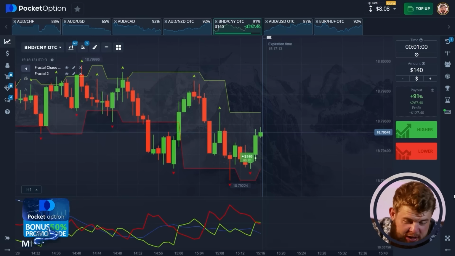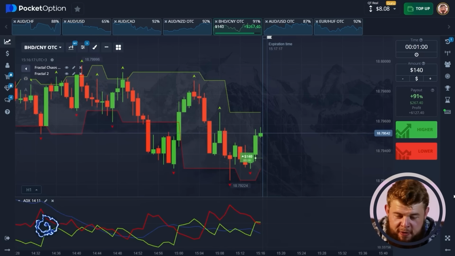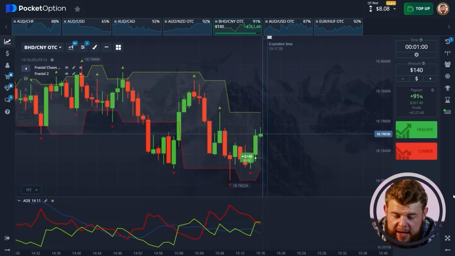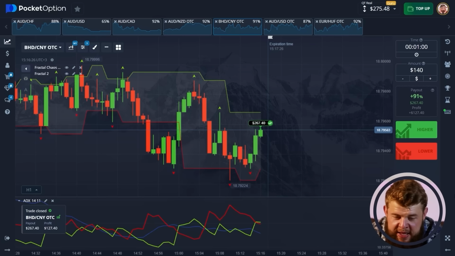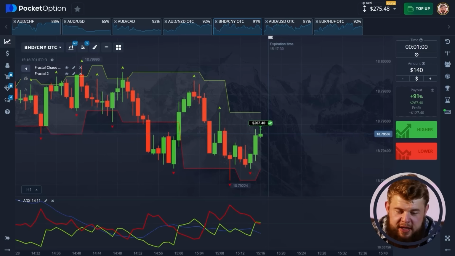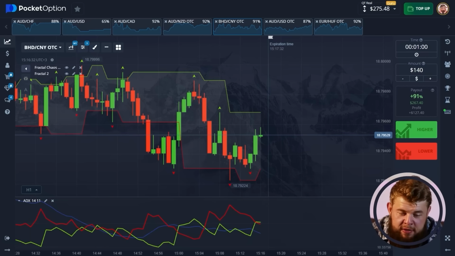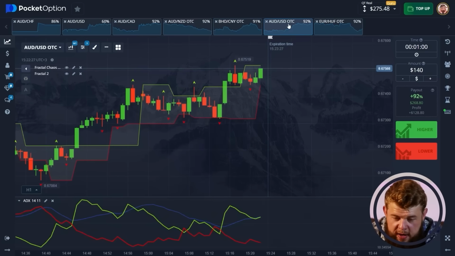We just need to wait for around 10 seconds until the time runs out for this trade, and we will see the results of it. Okay, just several seconds left, and yep, it's done. We have $275 right now on the account. Remember, at the very beginning we had around $11 on the account. Now we have 275. Okay, let me open AUD USD.